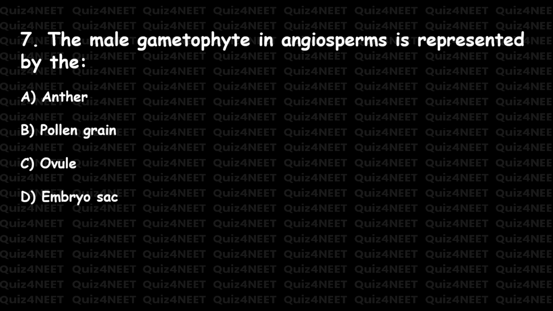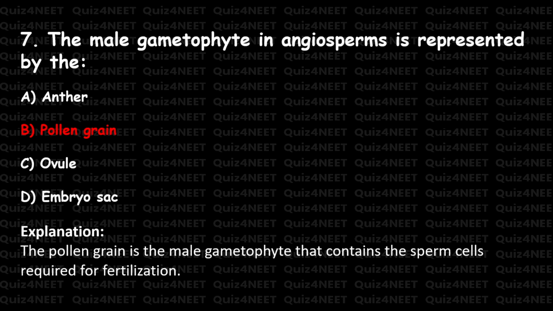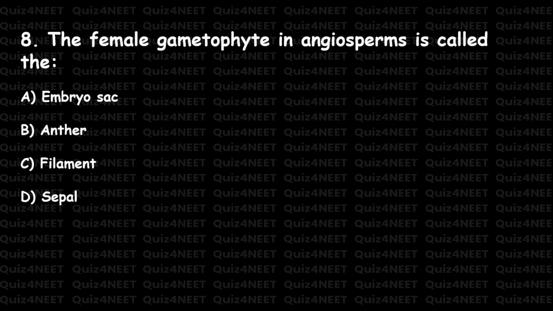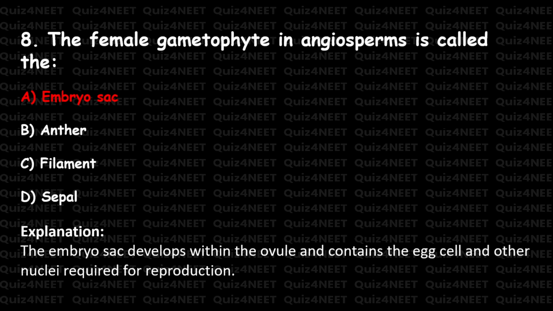7. The male gametophyte in angiosperms is represented by the A. Anther, B. Pollen grain, C. Ovule, D. Embryo sac. Right answer, B. Pollen grain. Explanation. The pollen grain is the male gametophyte that contains the sperm cells required for fertilization. 8. The female gametophyte in angiosperms is called the A. Embryo sac, B. Anther, C. Filament, D. Sepal. Right answer, embryo sac. Explanation. The embryo sac develops within the ovule and contains the egg cell and other nuclei required for reproduction.